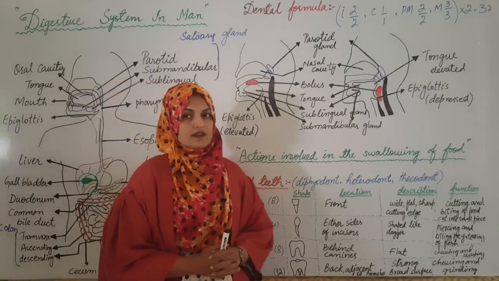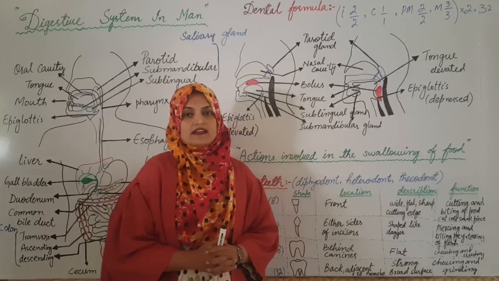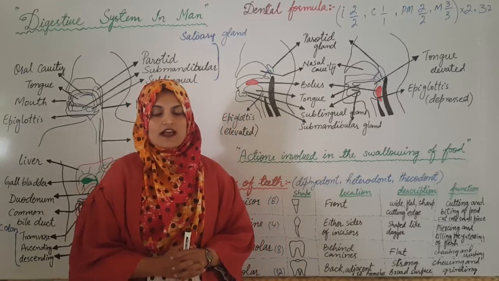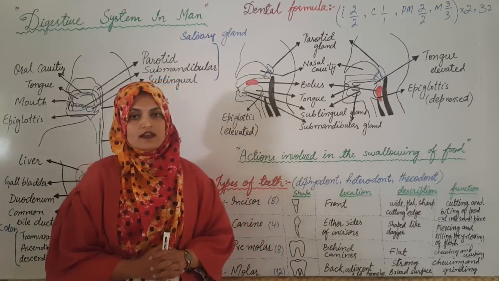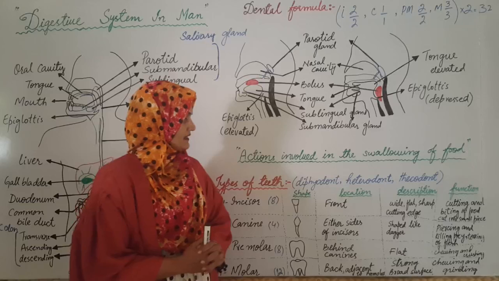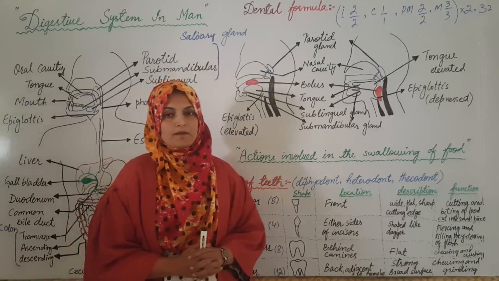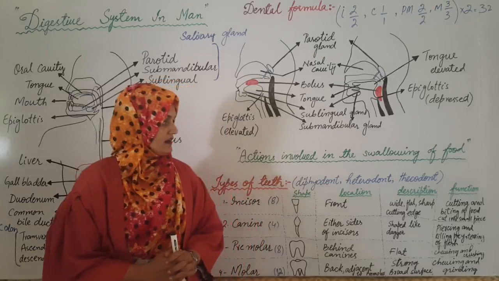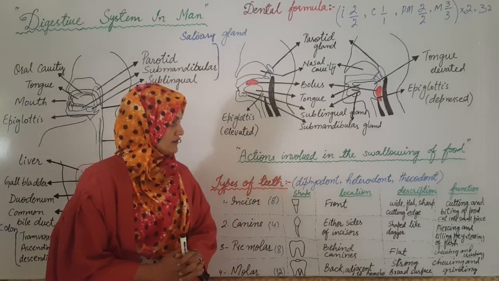Heterodont. Heterodont means different types of teeth present on the jaws performing various functions. That's why the teeth present on the gums of man are termed as heterodont.